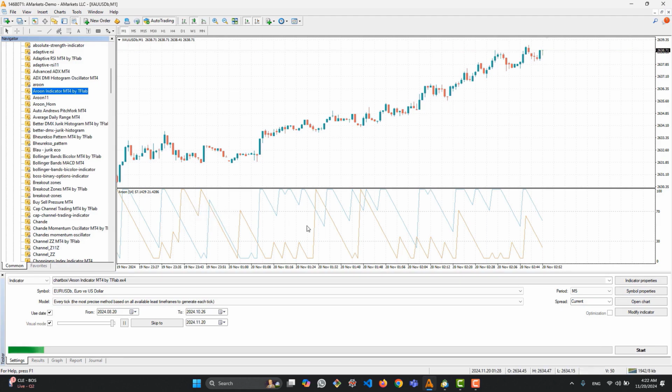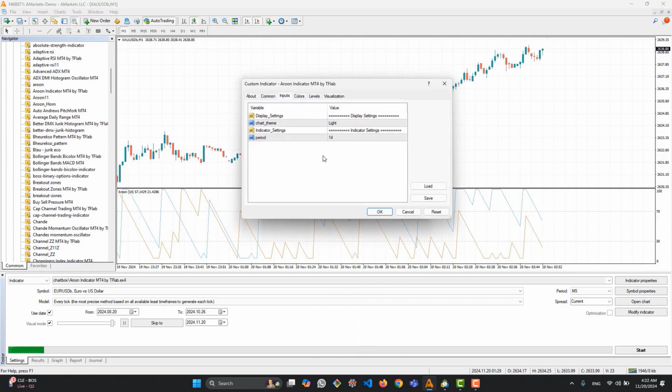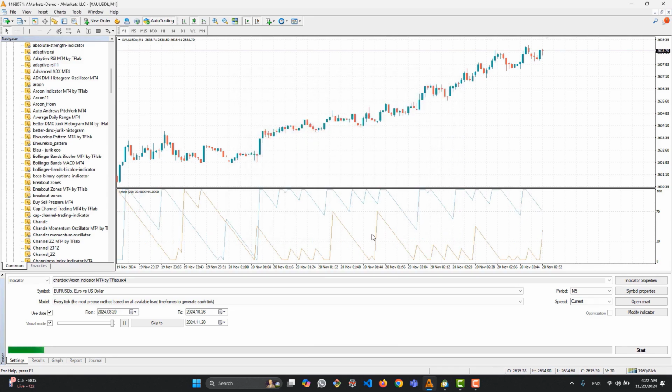Let's review the settings of this indicator together. This indicator has only one parameter for adjustment, which is the period during which it identifies the trend. The higher we set this value, the fewer trend changes it will identify for us, and the uptrend and downtrend lines will become smoother.